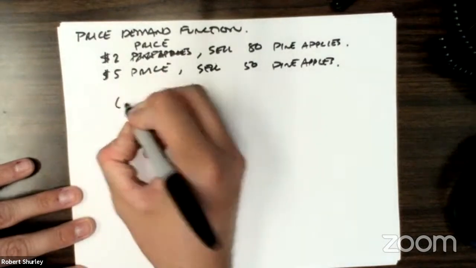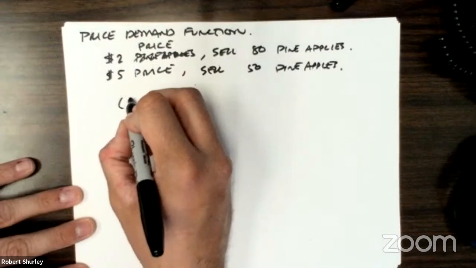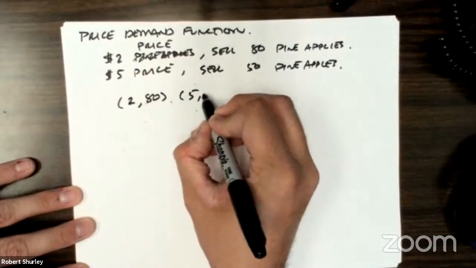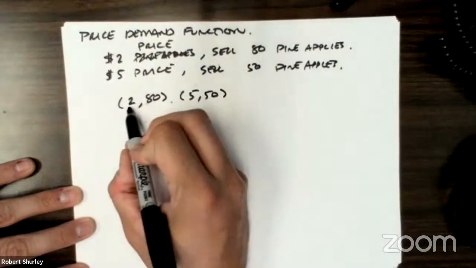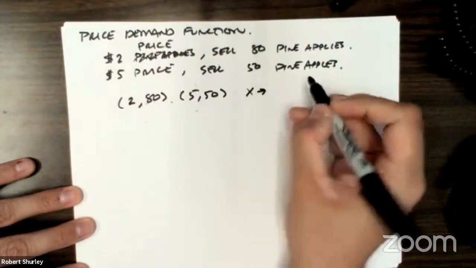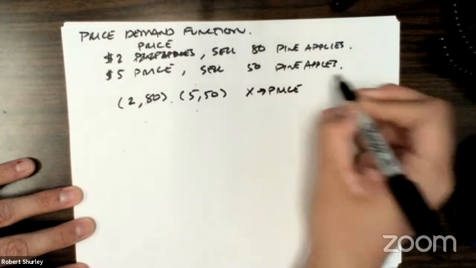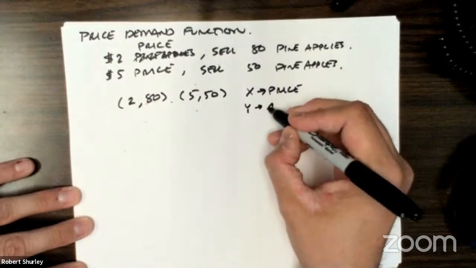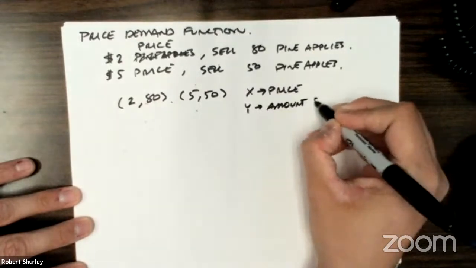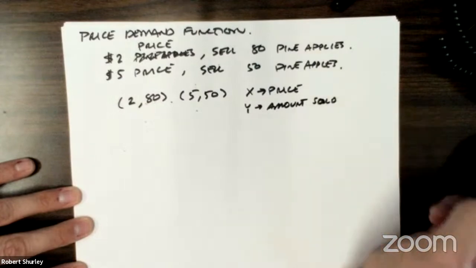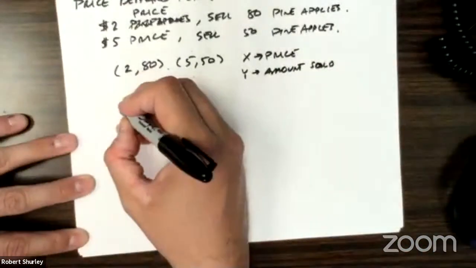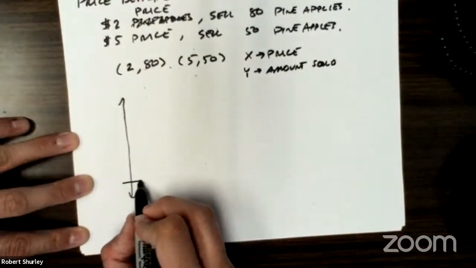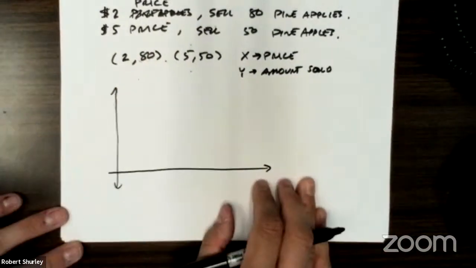So let's look at this. The first coordinate is 2, 80 and the second coordinate is 5, 50. So by doing that, our x value is price, and our y value is the amount of pineapples sold, okay? And let's just kind of graph this. Your book does this too. I'm not doing anything crazy, but your book does this as well.